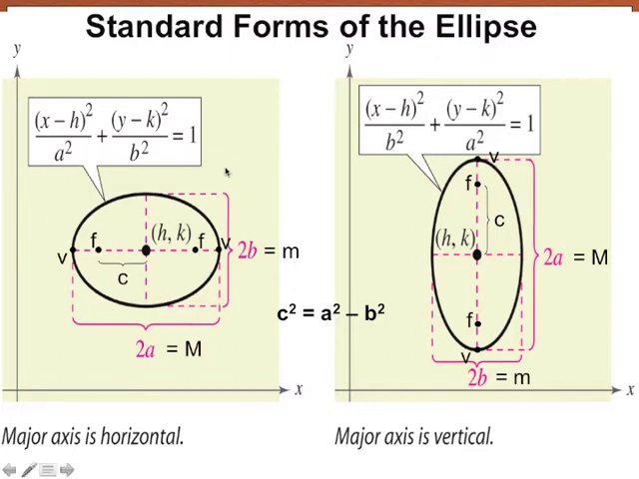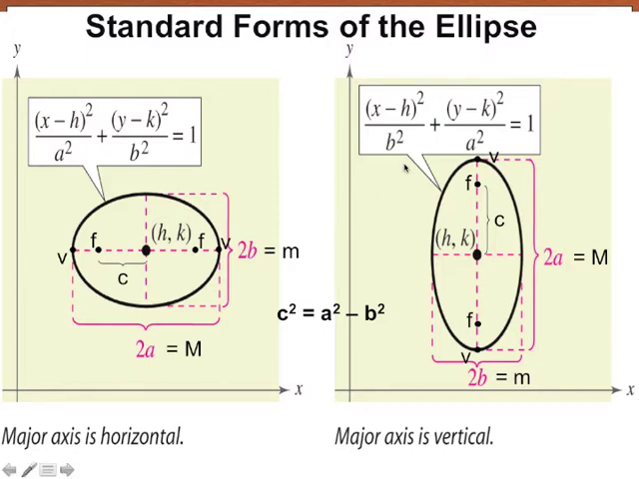On the contrary, and now we're going to jump over to the right side of this screen, if your smaller number is under your x coordinate and your bigger number is under your y coordinate, which is the vertical axis, then you're dealing with a vertical ellipse. So use whatever memory trick you need to keep that straight, but that's how to distinguish a vertical standard form from a horizontal standard form.